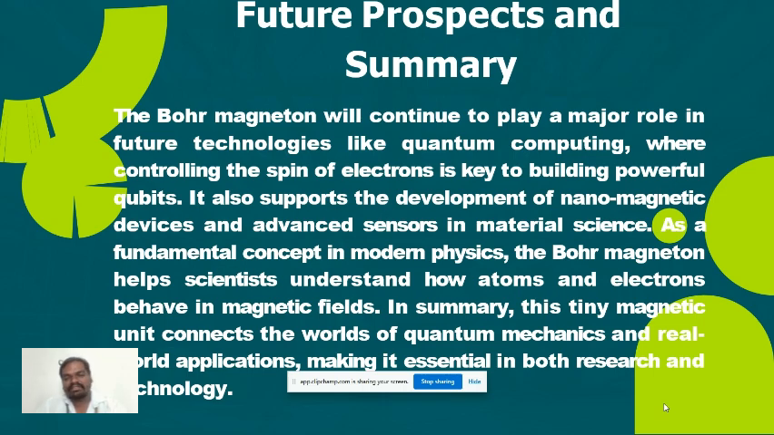As a fundamental concept in modern physics, the Bohr magneton helps scientists understand how atoms and electrons behave in magnetic fields. In summary, this tiny magnetic unit connects the worlds of quantum mechanics and real world applications, making it essential in both research and technology.